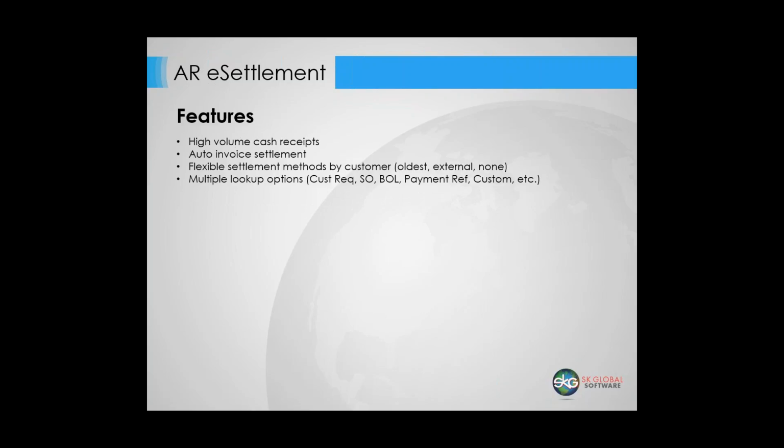The different lookup options, of course, the invoice number is the ideal. We have to get back to an invoice at some point, but we can look up based on customer requisition or PO number. We can look up based on sales order number, bill of lading number, or payment reference. Very common that there may be a payment reference number that comes in the file, and that will track us back to the invoice. In addition, we have a custom method.